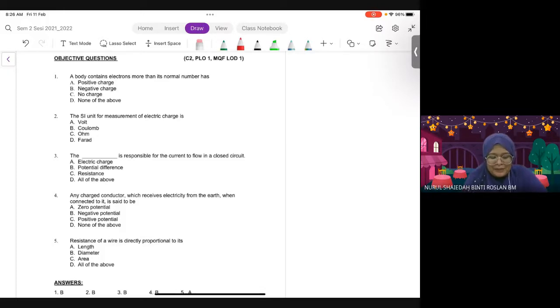A body contain electron more than its normal number. So you ada satu body tapi dia banyak elektron. Elektron negatif. So dia ada banyak negatif. So dia adalah negatif charge lah. Contohnya positif dia 10. Tapi negatif dia 18. So dia akan jadi negative charge.